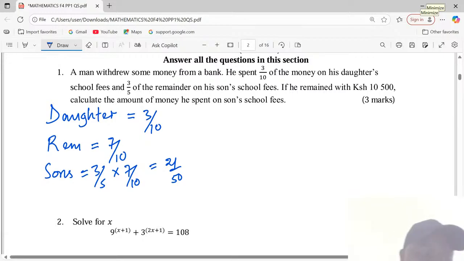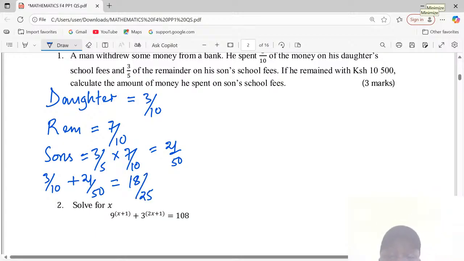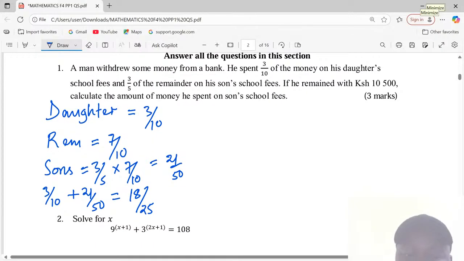With that, we can also find the fraction which has been spent so far. So far we are spending 3 out of 10 and 21 over 50 for daughter and son's fees respectively. 3 over 10 and 21 over 50 gives 18 over 25. So 18 over 25 has been spent so far for fees, son and daughter. So we can start concluding and say that 18 over 25 proportions have been spent.